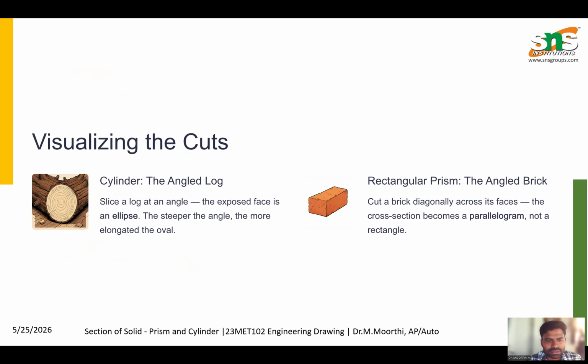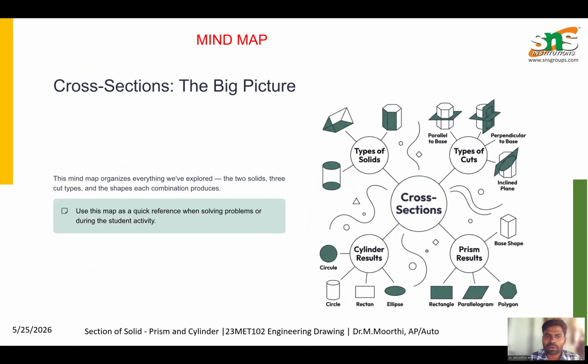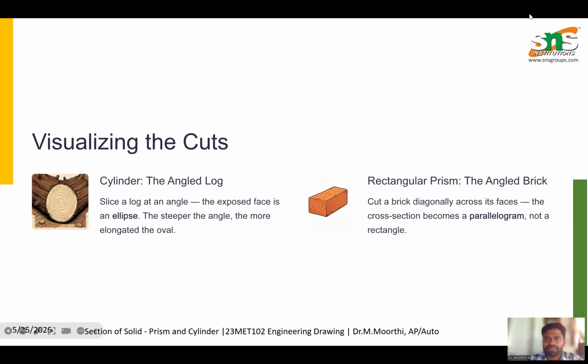Visualizing the cut: for a cylinder sliced at an angle, the exposed face is an ellipse, as we have discussed. In the rectangular prism, we get a parallelogram form. The cross section depends on the type of solid, the type of cut, and the type of base, like a rectangle giving a parallelogram, and a cylinder with a circular base giving an ellipse. So depending on the base shape we fixed, we get different kinds of cut sections.